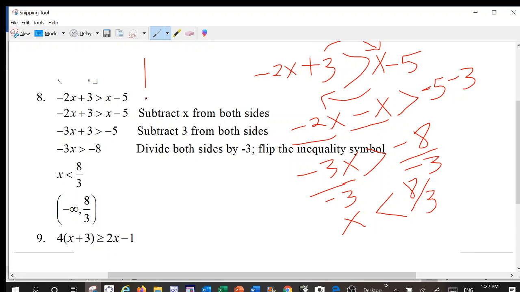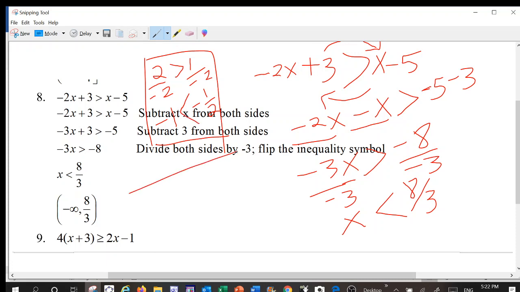Well, let me show you here quickly why this is the case. You see, if I have 2 is greater than 1, and then let's say you divide by negative 2, then on the left I get negative 1, and on the right I get negative 1/2. Now, is negative 1 greater than negative 1/2? No, it's less than. Why? Because if this is 0, and this is negative 1, this is negative 1/2. So negative 1 is actually to the left of negative 1/2.